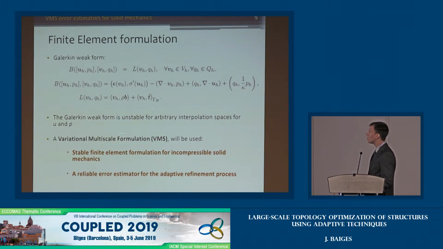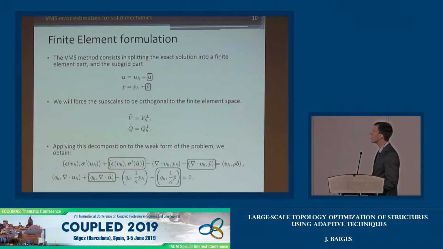And then what we are going to do is to use a variational multiscale formulation which will serve two purposes. The first one is precisely to stabilize this Galerkin weak form and to allow us to reach the incompressible limit. And the second one is to provide us with a reliable error estimator for the adaptive refinement process.